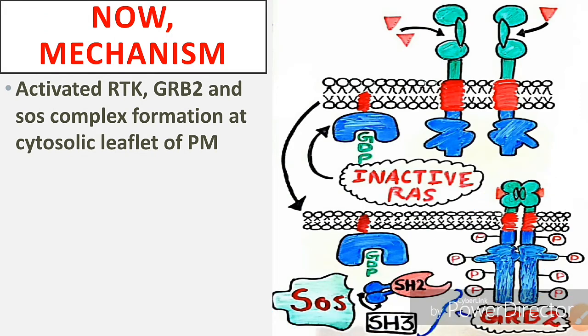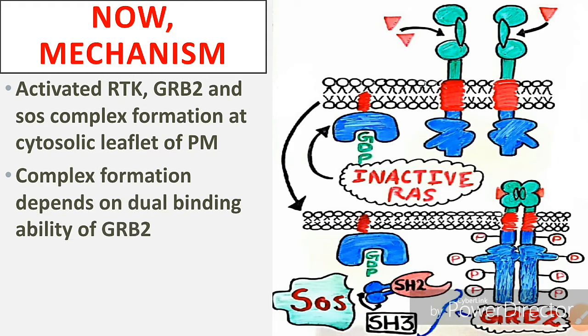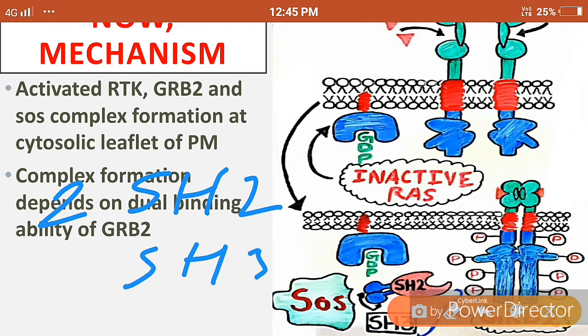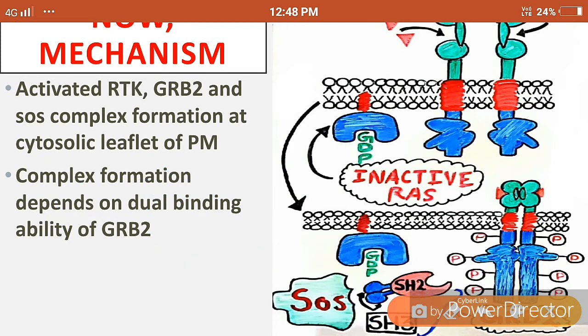Now the formation of this complex depends on the dual binding ability of GRB2. What does this mean? Let's talk more about GRB2 structure. The GRB2 contains two types of domains, the SH2 and SH3. These ones. Through its SH2 domain, it binds to the phosphotyrosine residues which are present on the cytosolic portion of the RTK.